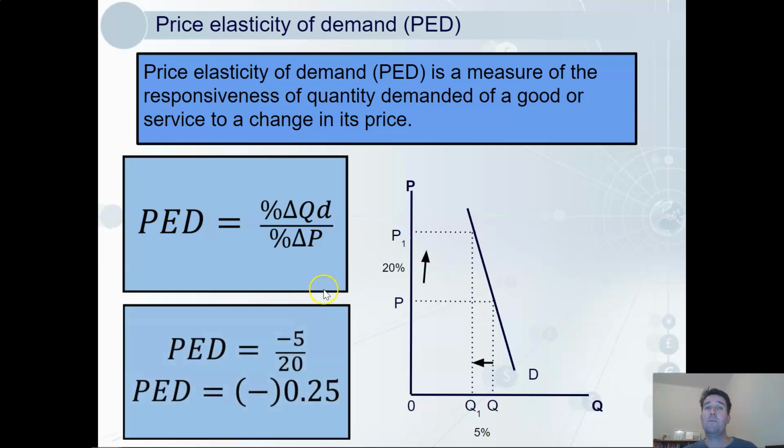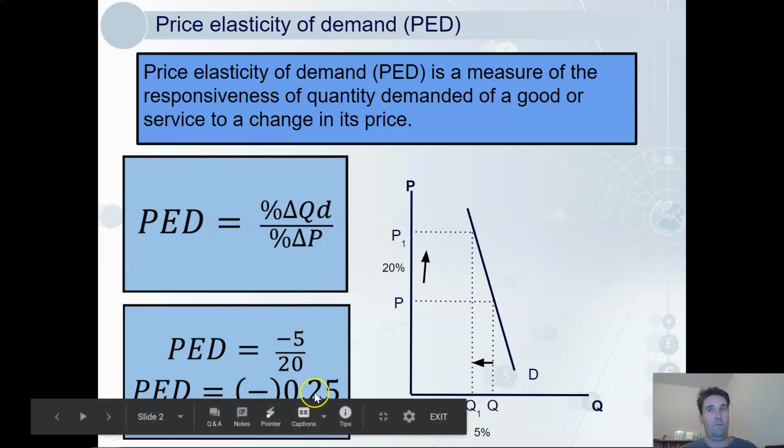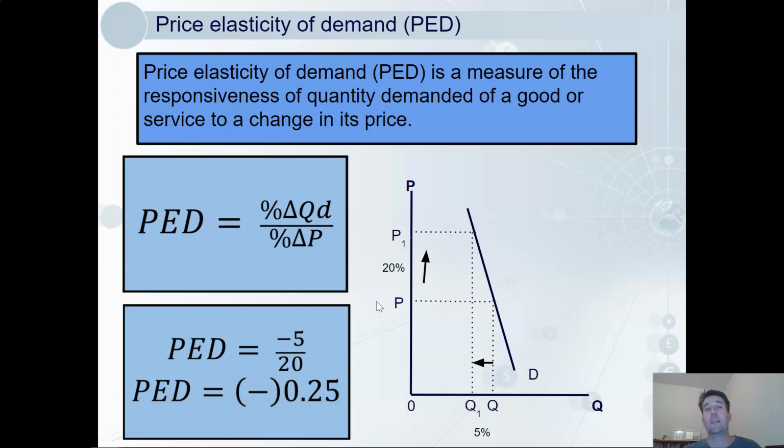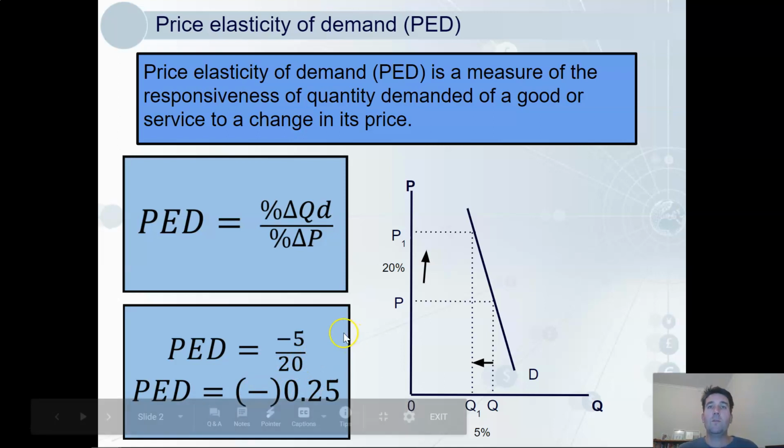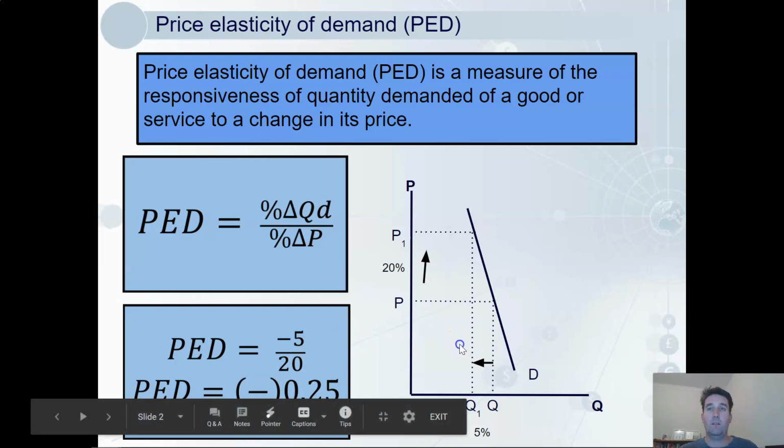Okay, -5 over 20 is -0.5. You'll notice that I've put the negative in brackets here, as PED will always have a negative value due to the inverse relationship between price and quantity demanded. Therefore, we can ignore the sign as it has no significance. This value represents inelastic demand.